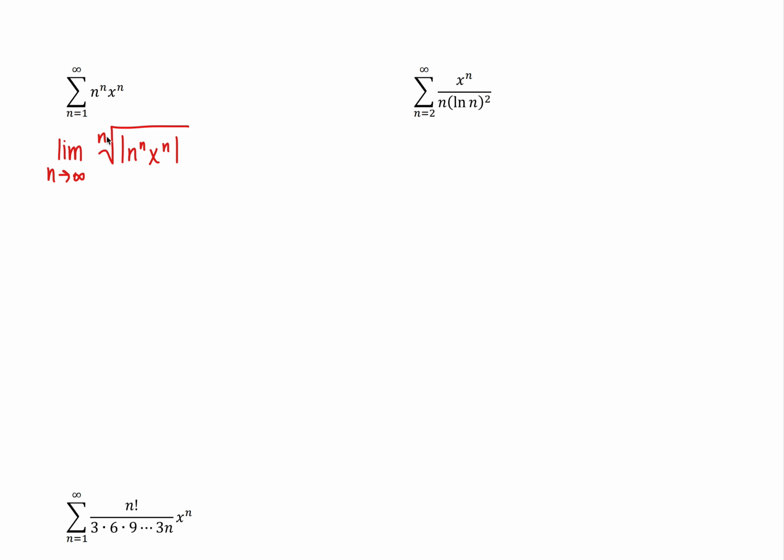The nth root and the nth power are going to cancel each other out, so we're going to be left with the limit as n approaches infinity of n, and that does not need an absolute value bar because it's always going to be positive, times the absolute value of x. Now, as n approaches infinity, this is also going to go to infinity with one exception, and the one exception is if x equals 0. So again, this limit goes to infinity except where x equals 0.